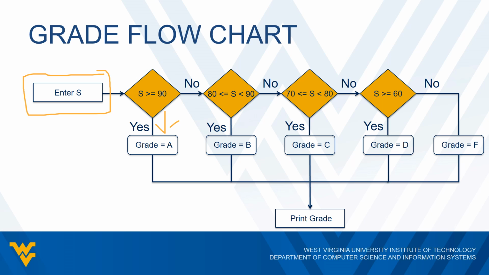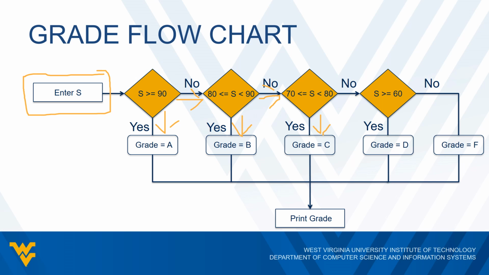Now, if this is not true, we're going to go this way and check to see if S is greater than or equal to 80 and less than 90. If that's true, then we're going to move down here and set grade to B and then print the grade as B. Now, if that's not true, then we're going to move to the next question. Notice that we're asking ourselves a lot of questions here, and that's fine. If it's not true, then we would check to see if S is greater than or equal to 70 and less than 80. If that's true, we're going to move down here, set our grade to C, and then print C.